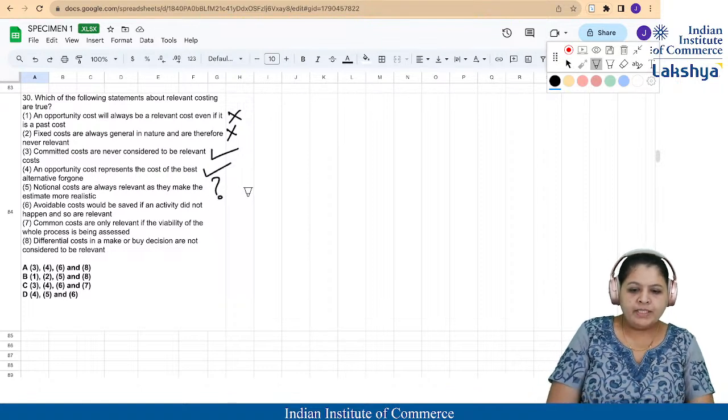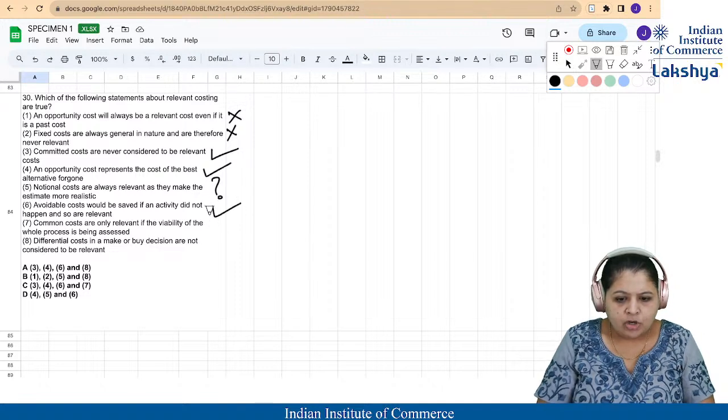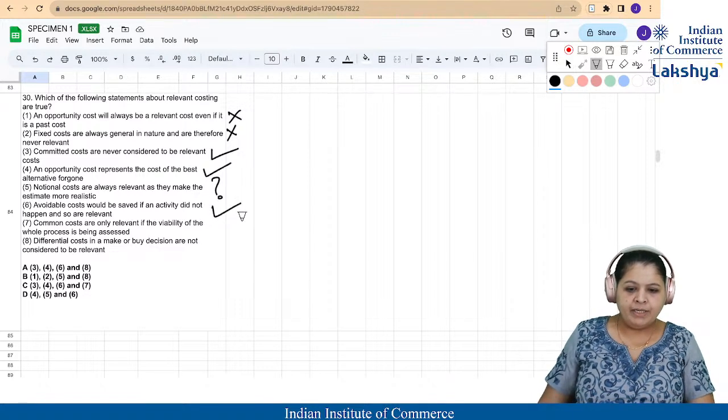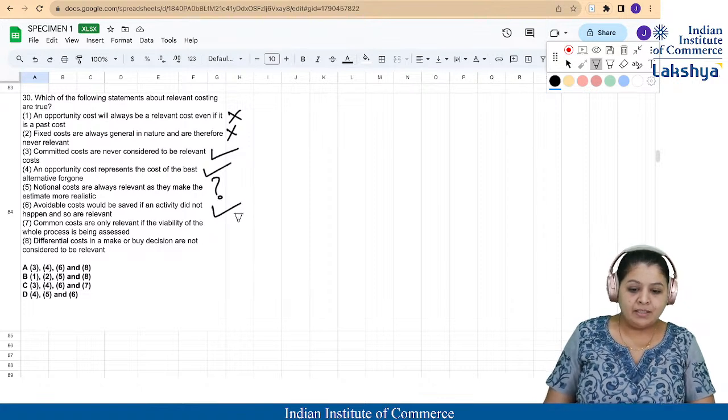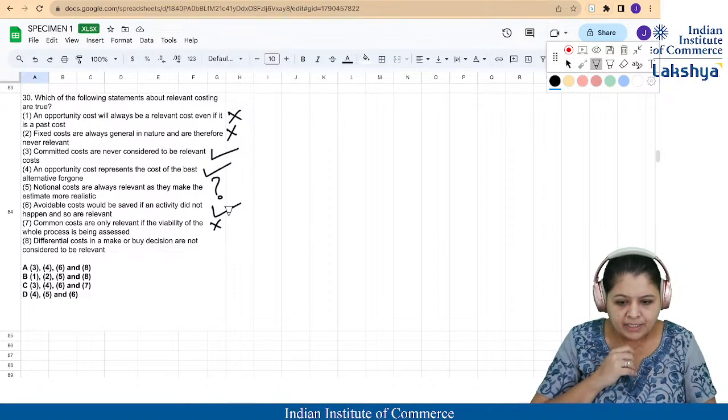Avoidable cost would be saved if an activity did not happen and so are relevant. That is so true. Common costs are only relevant if the viability of the whole process is being assessed. No. Only if it is assessed, cost is cost. It will be incurred regardless, right? And I'm not sure about this actually, so maybe let's just put a question mark.